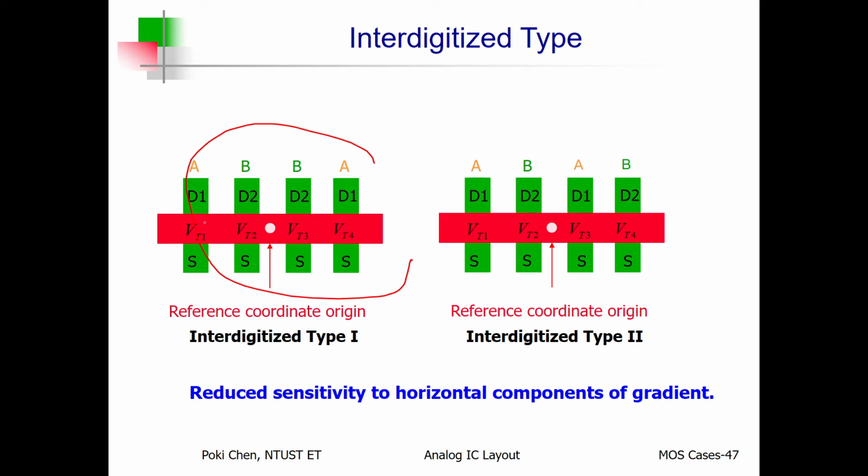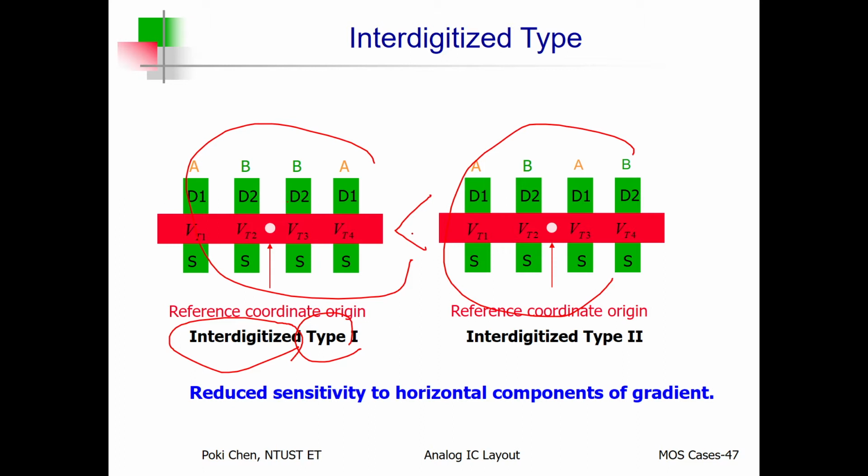To get better layout mismatch cancellation, we have this. For example, 1221, we call it interdigitized type 1. Along with the interdigitization, we have 1221. It means it also has a common centroid layout requirement. And how about the other one? We have only 1212. It means according to dispersion, this type 2 is better than type 1.